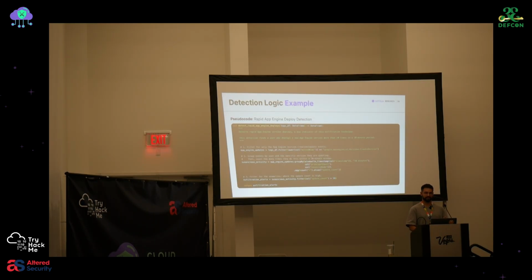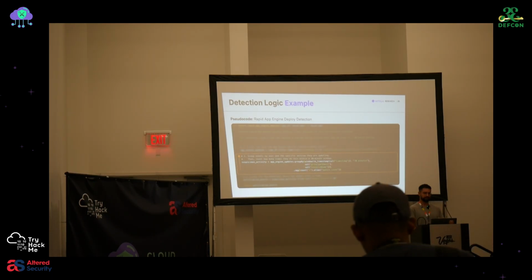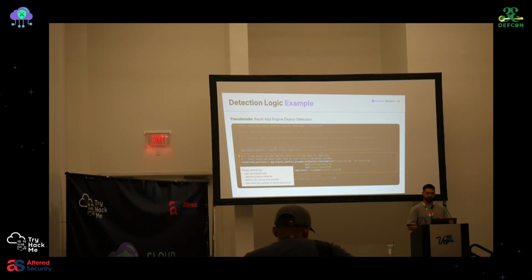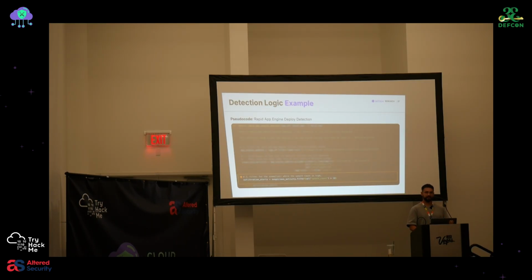This is an example of a detection for this kind of attack. It combines 3 steps. The first step is to filter the relevant event, in this case, create a version on App Engine. The second step is to group by the events and count the number of times the event happened for that user during that time window. And the third step is to filter the number of logs to the amount that suits your environment. So that's all.